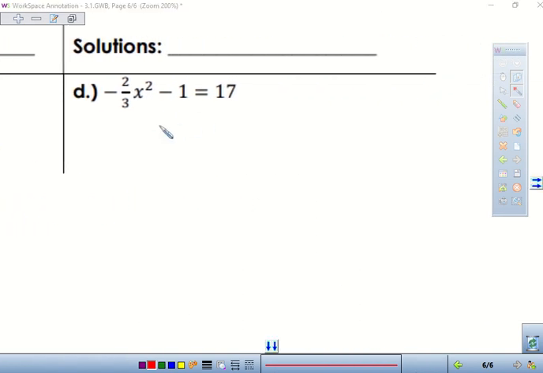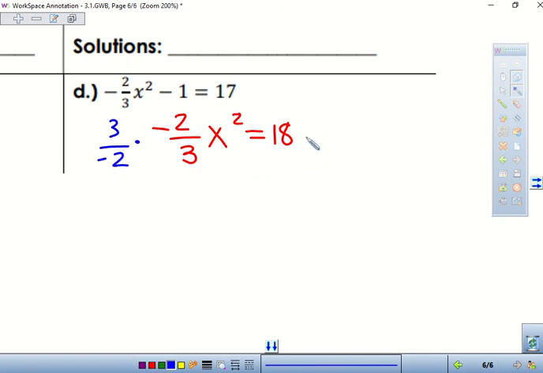And last one, D, we're going to start by adding 1 to both sides. How do we get rid of that denominator? The reciprocal. Yeah, you can multiply by the reciprocal. That will work. So 3 over negative 2 on both sides. These cancel, these cancel. x squared equals, that would give me negative 27.